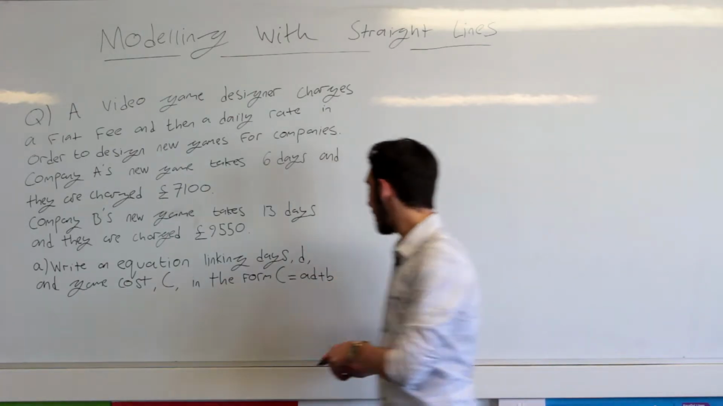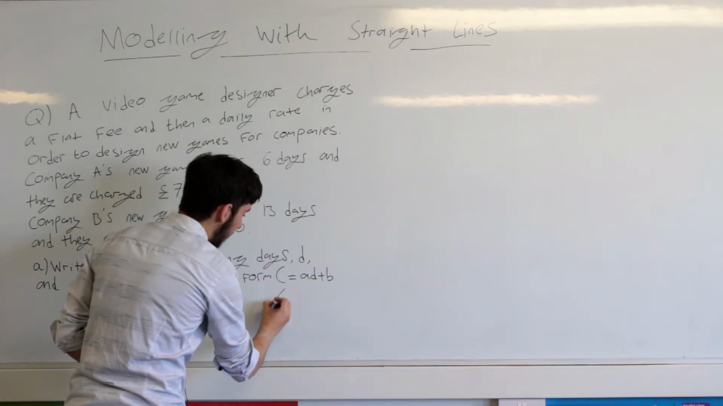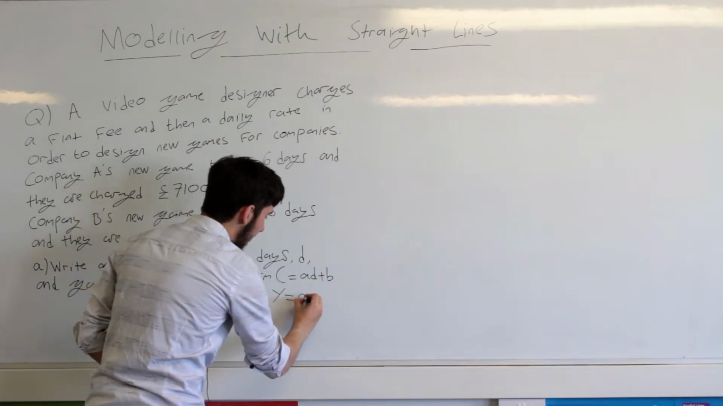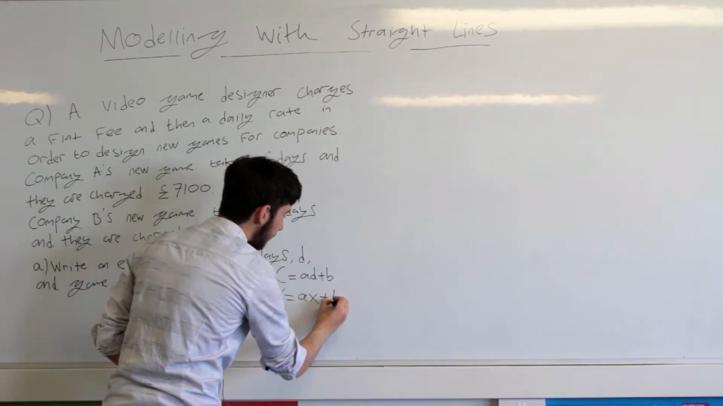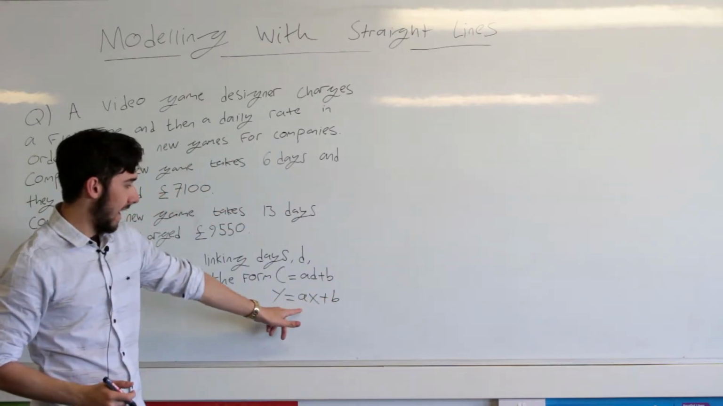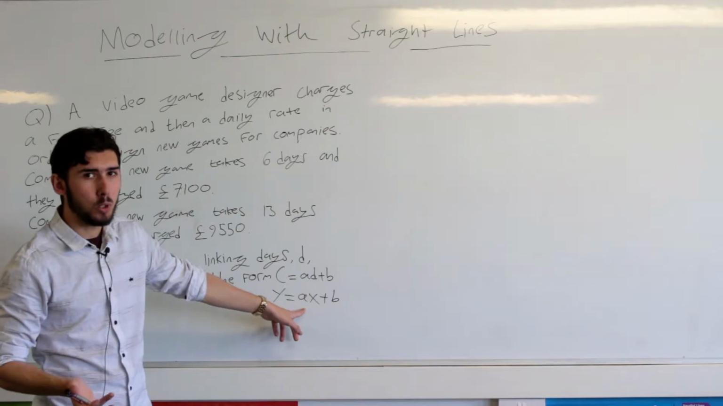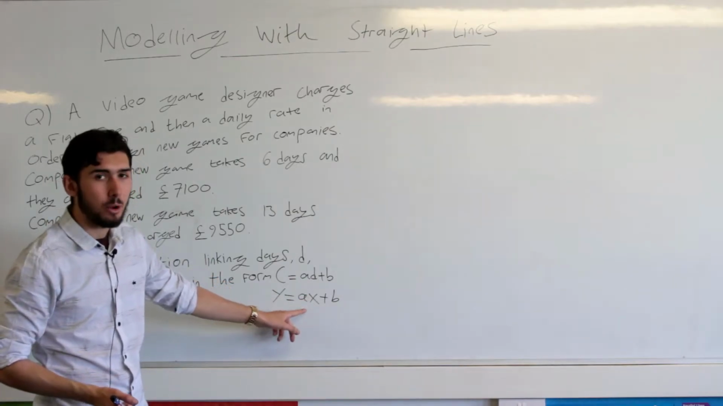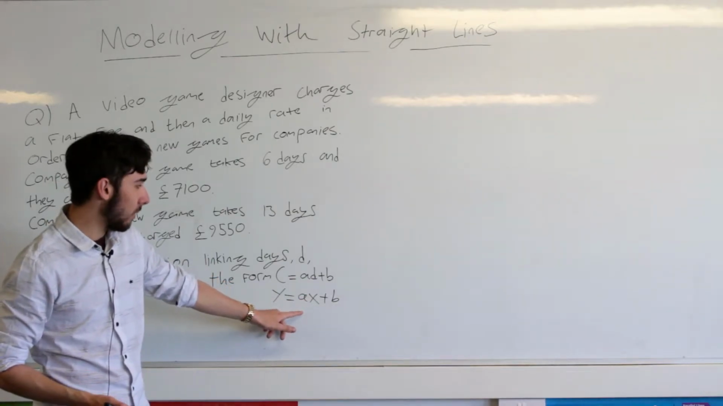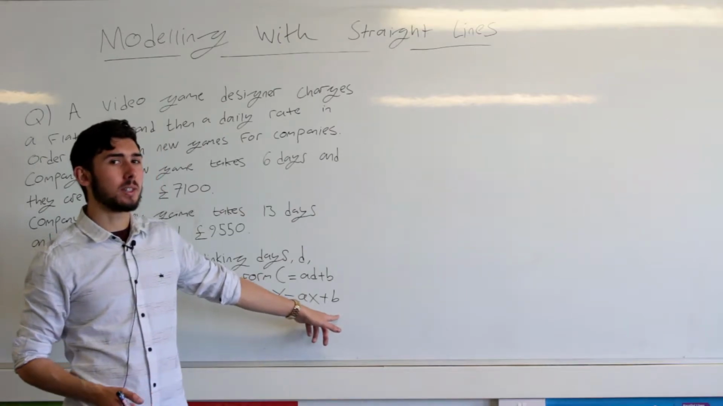Let me show you what I mean. This is in the form Y equals AX plus B. A is in the place where M would be for gradient. So A is going to be the gradient, isn't it? We can already tell that. And B is going to be the y-intercept.